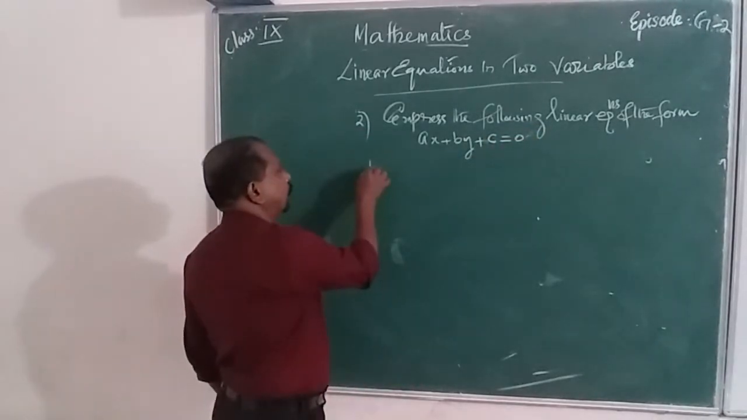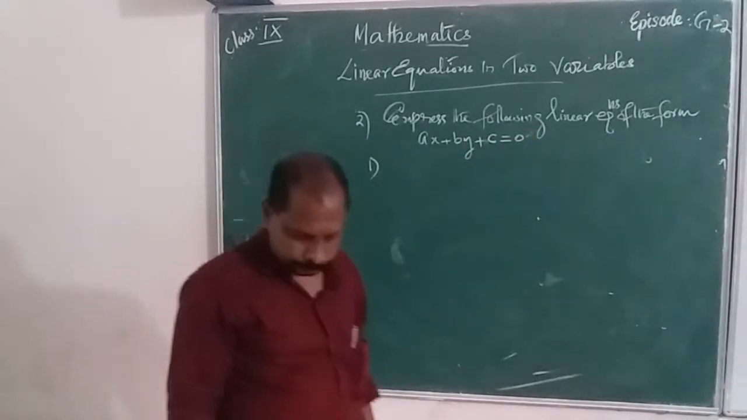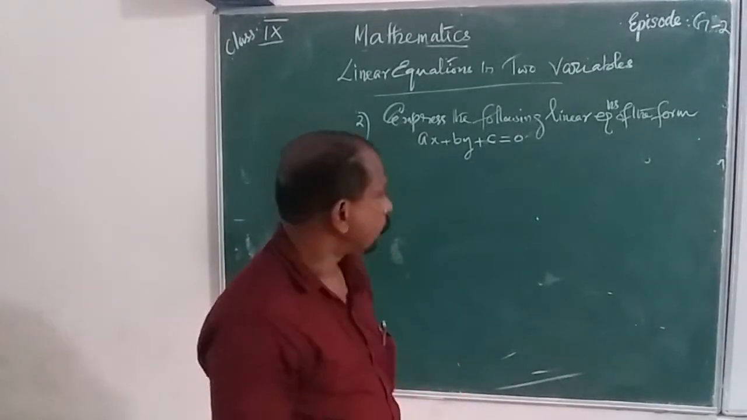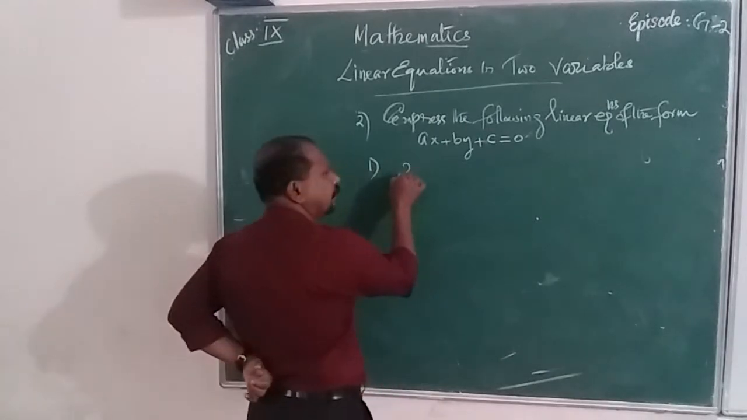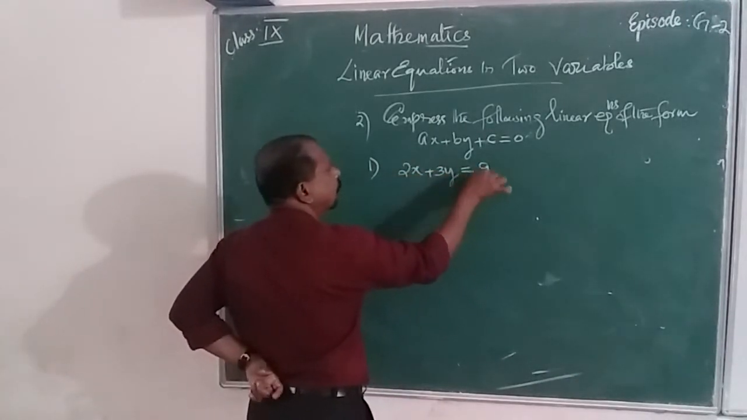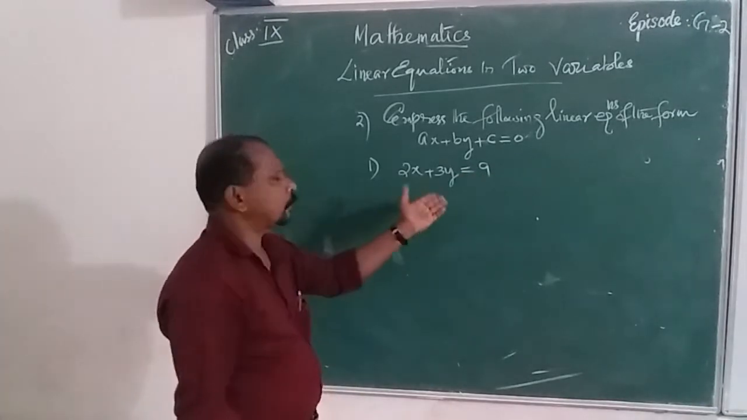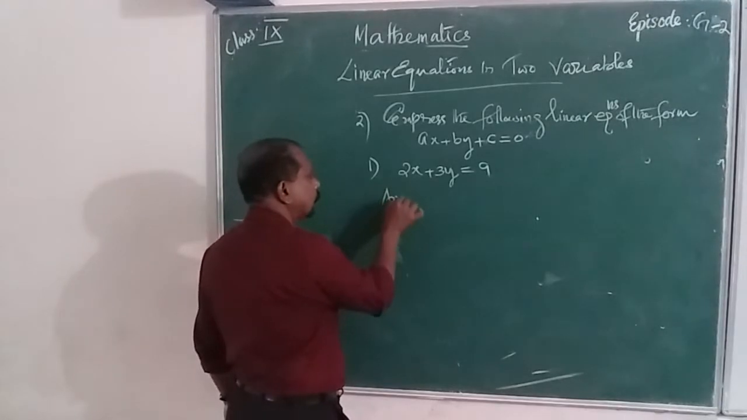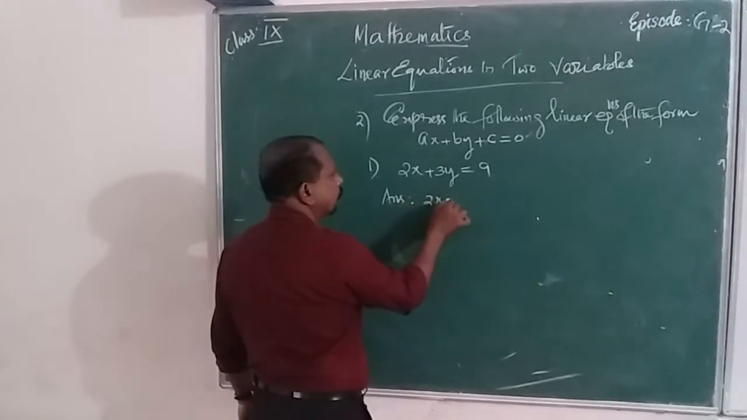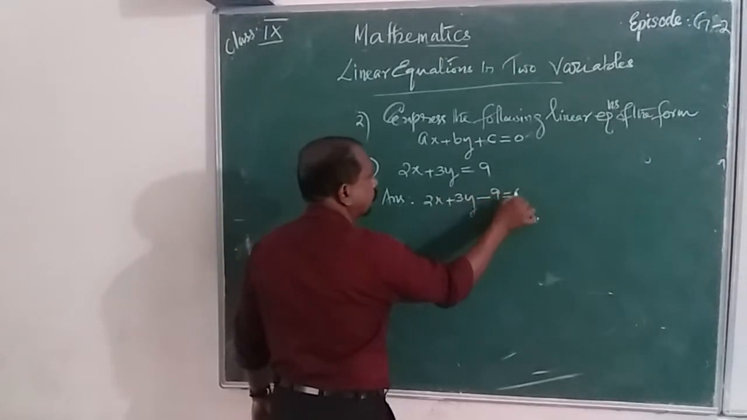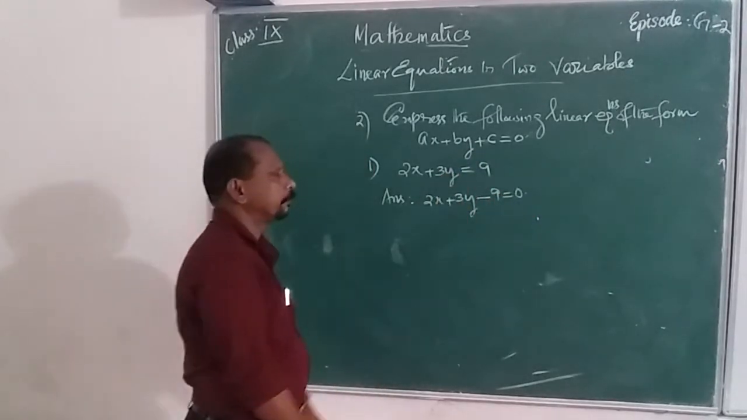The first question of that one is simple: 2x plus 3y is equal to 9. That means c is on the right, therefore shift it to the left. Answer is 2x plus 3y minus 9 is equal to 0. That is the answer.